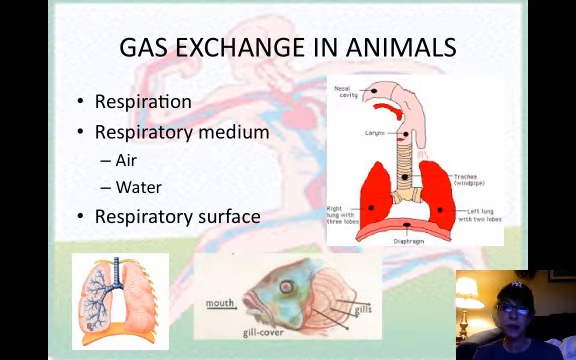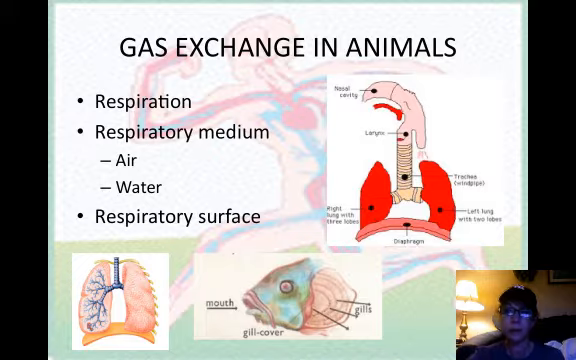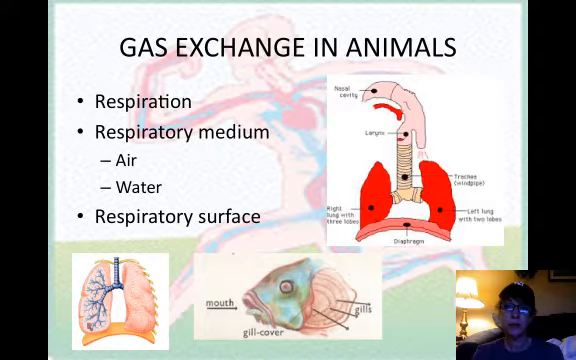The respiratory medium is the source of oxygen. It's air in terrestrial animals and water in aquatic animals. Air is about 21% oxygen. It is the main reservoir of oxygen. Bodies of water contain oxygen in dissolved form, much less than in the air.